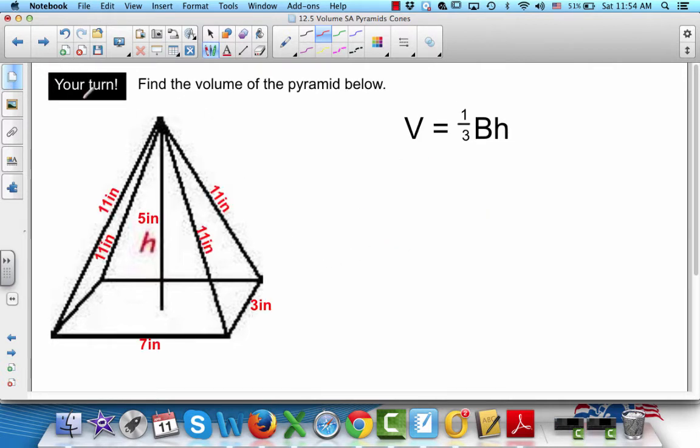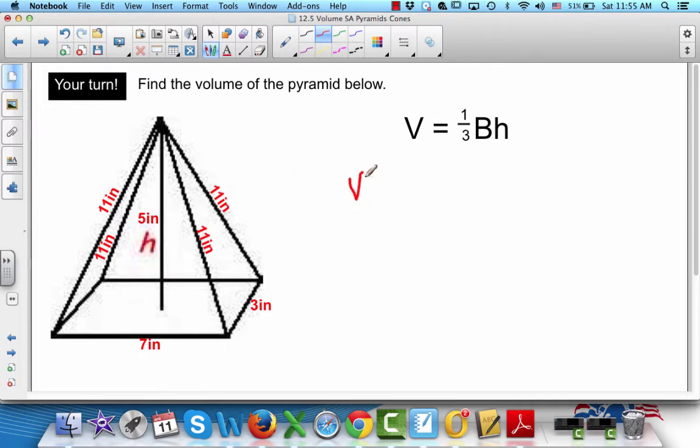It's your turn. Find the volume of the pyramid below. Now there are some distractors down here, things to make you look away from the right things to use. So make sure you remember the height is drawn from the pyramid's vertex perpendicular to the base, and the big B is the area of the base. All right, try it and then come back to me.